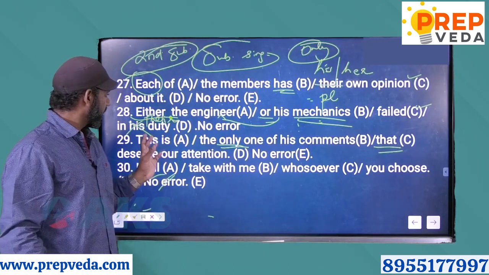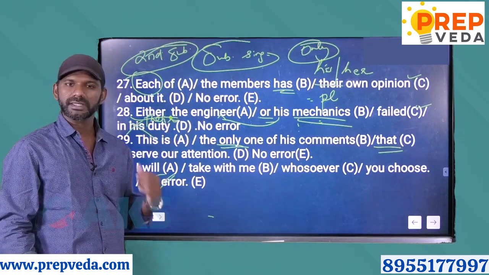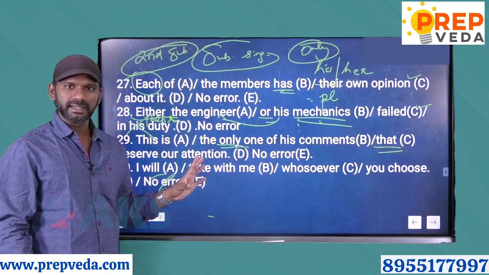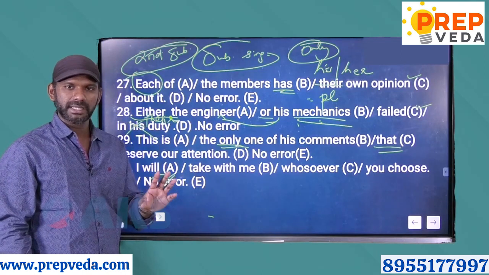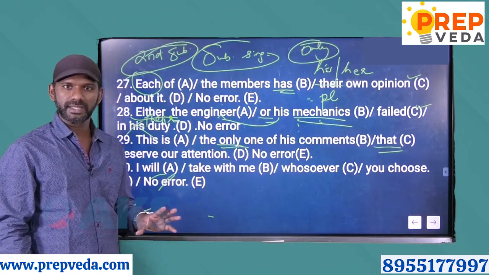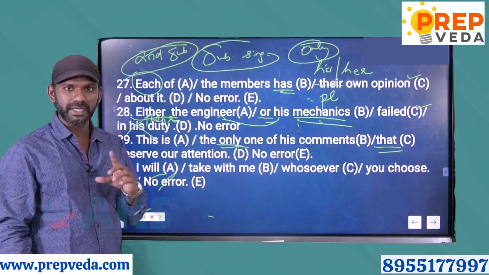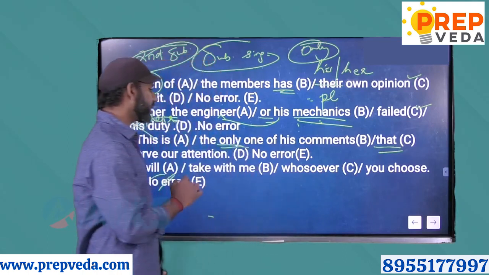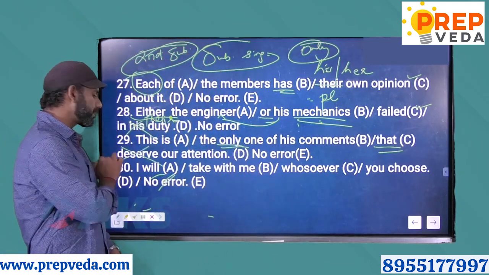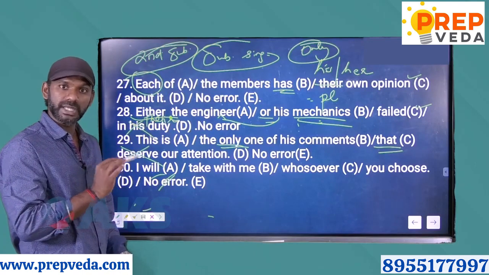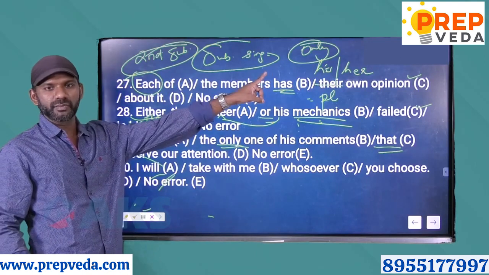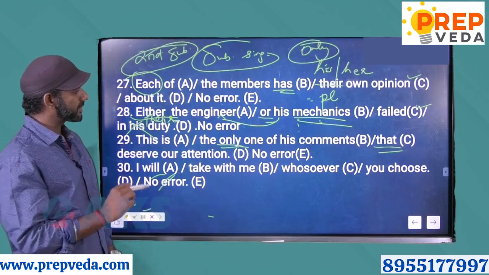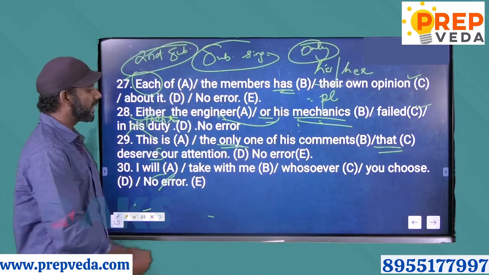Come to the statement once again. This is the only one of his comments means, how many comments are we talking about in this sentence? We are talking only about one comment. Only one comment, in the sense that the subject is singular, so the verb and the pronoun must also be singular. This is the only one of his comments that deserve our attention is wrong. Deserve is a plural verb. We require a singular verb here because of the exception with the word only. So the correct statement here must be, this is the only one of his comments that deserves our attention.